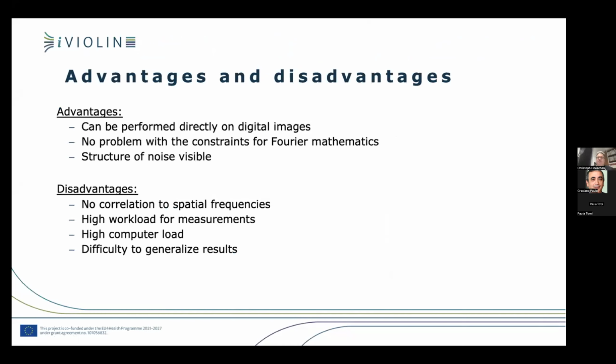The advantage is you can perform it directly on digital images. So you can just look for what kind of task I want to use, and then you put it in and you do your evaluation. You do not have a problem with the constraints for Fourier mathematics, and the structure of the noise is visible, as I just showed you. The disadvantage is there's no correlation to spatial frequency. There's quite high workload for measurements and a high computational load. And therefore, it's difficult to generalize results.